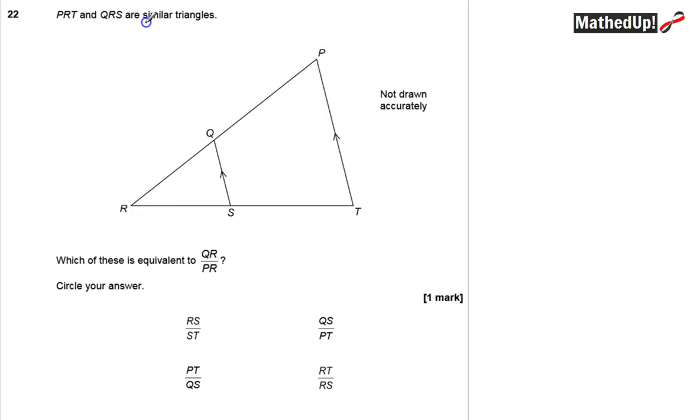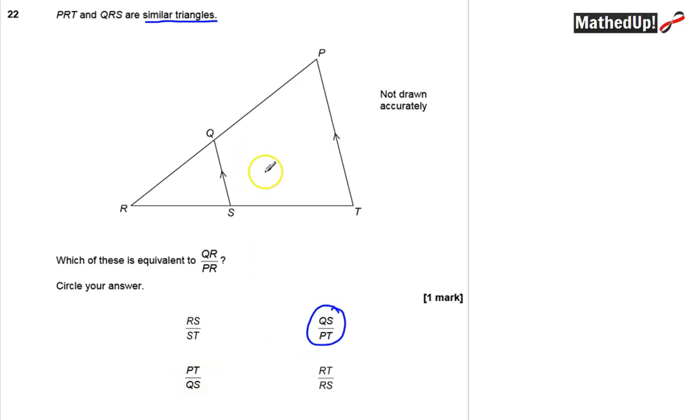Because the triangles are similar, QR divided by PR is going to be the same as any other length in the small triangle divided by its corresponding length in the big triangle. So QR divided by PR must be the same as QS divided by PT or RS divided by RT. Over here we've got RS divided by ST. That's not going to work. We've got QS divided by PT. That is going to work. So I think it's going to be that one.